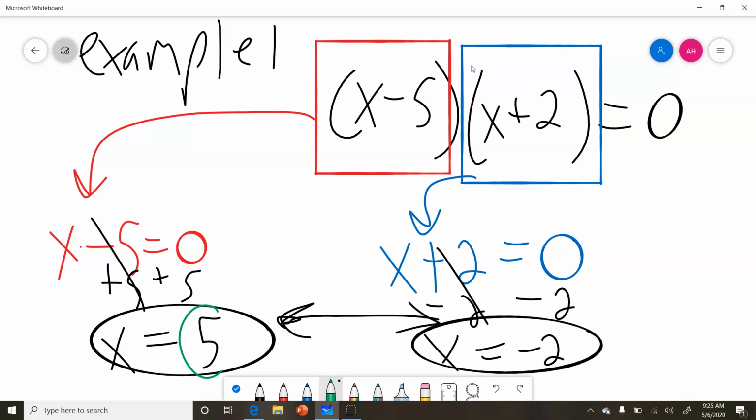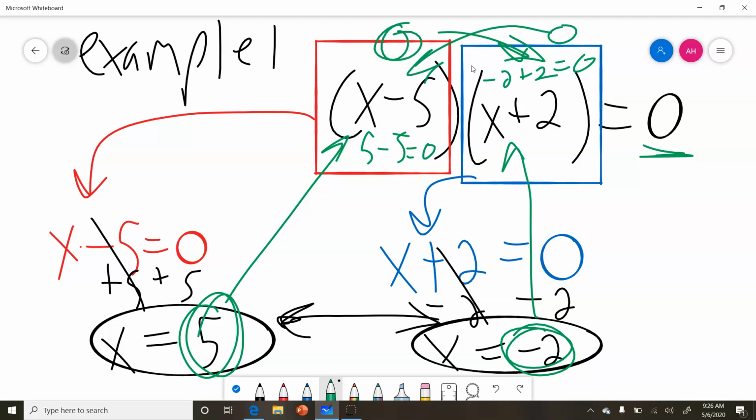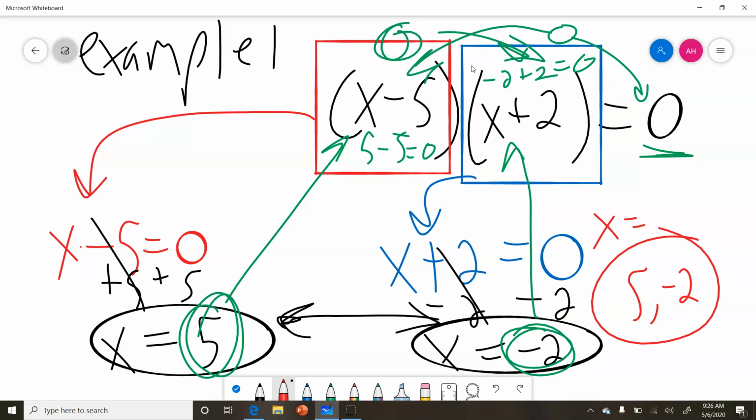And then look, if I put this 5 in there, you see what happened? 5 minus 5 equals 0. And then this is going to be 0 times whatever this is. It doesn't matter whatever that is, 0 times it is going to give me my 0. Then if I took this negative 2 and plugged it in here, what would happen? Negative 2 plus 2 equals 0. So whenever this 0 is multiplied by whatever's here, it's going to generate a 0. So I know that my answer here is 5 comma negative 2. Okay, x equals 5 comma negative 2.